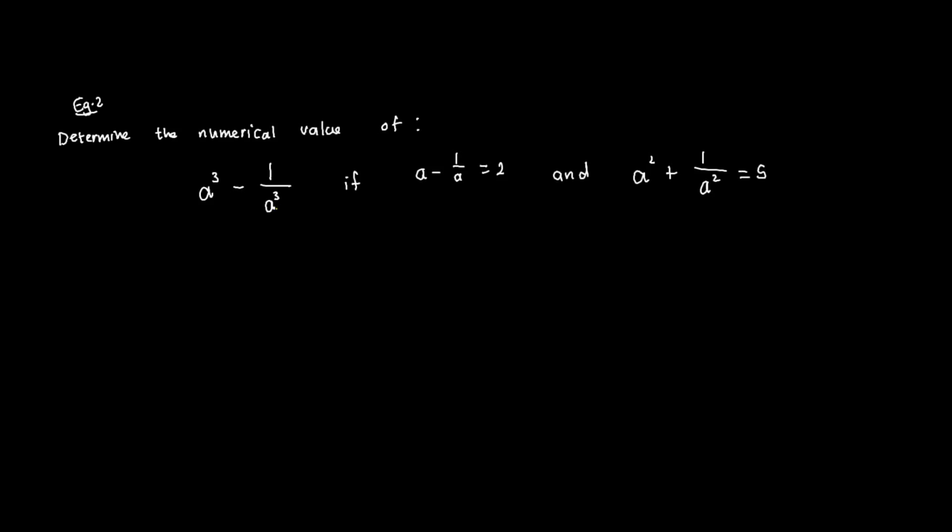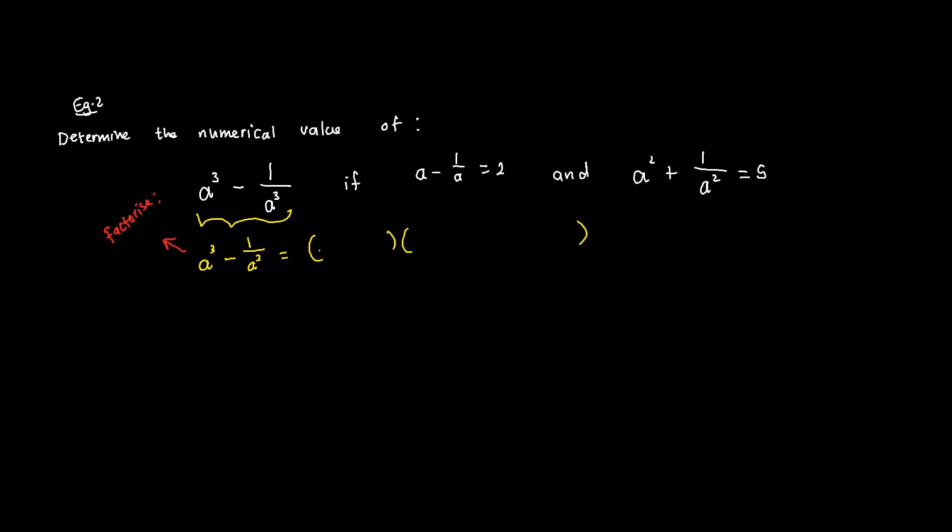So the first thing I'm going to do, I want to determine the numerical value of this expression. Let's start off with a cubed minus 1 over a cubed. You might not realize this, but this is actually the difference of two cubes. So step number 1, let's factorize the difference of two cubes. Let's factorize this expression. So I have a binomial multiplied to a trinomial.